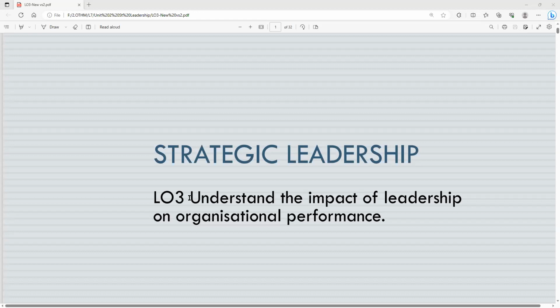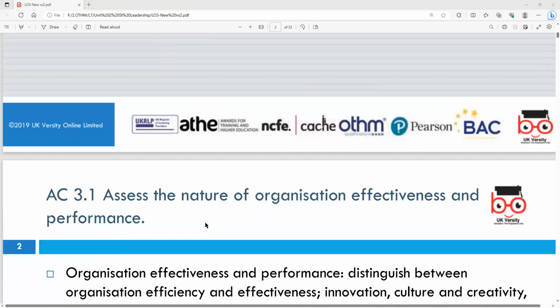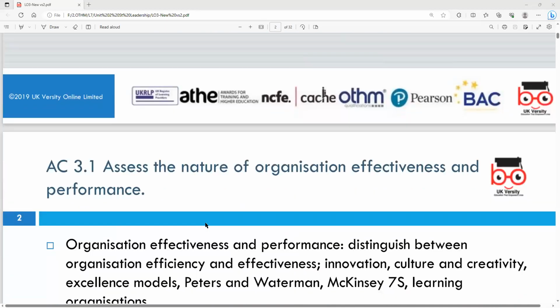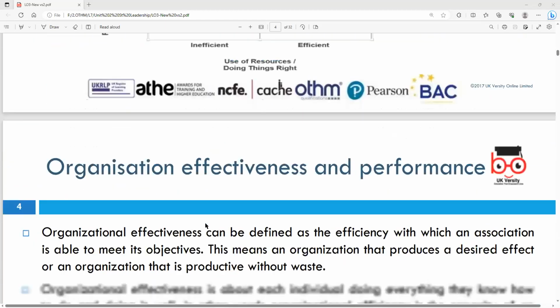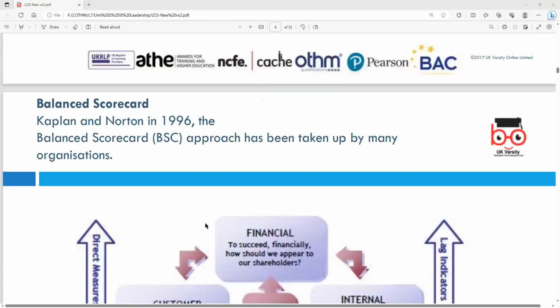Okay, so we look at the impact of leadership on organizational performance today. Now, there are 3 learning assessment criteria here. The first one is to look at the nature of organization's effectiveness and performance. The session on this we'll talk about now.